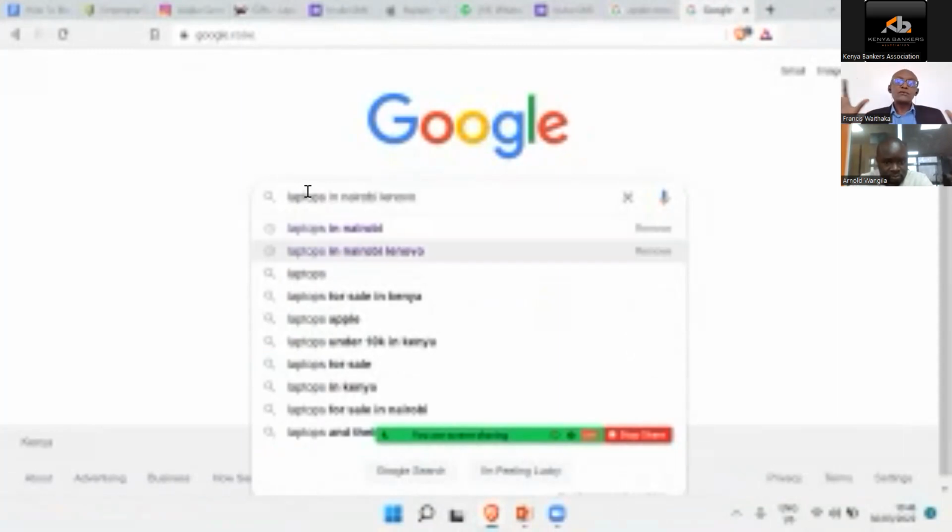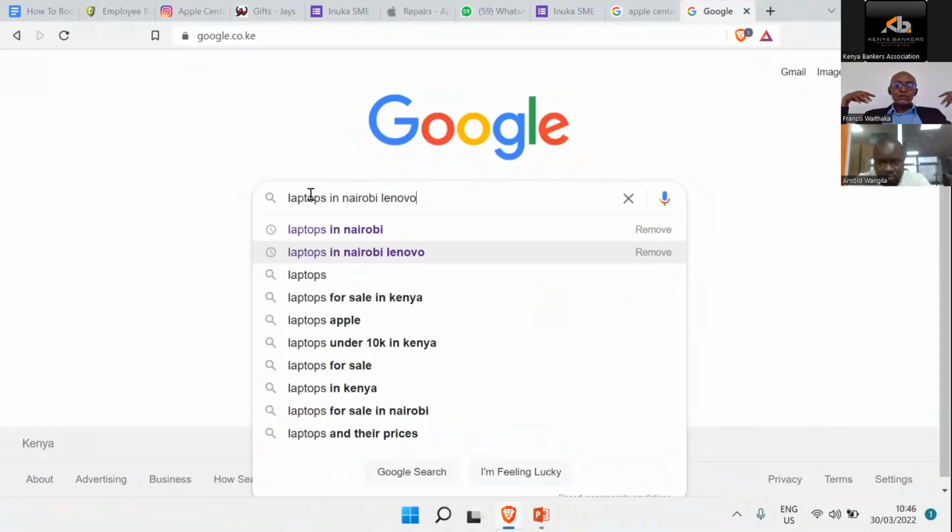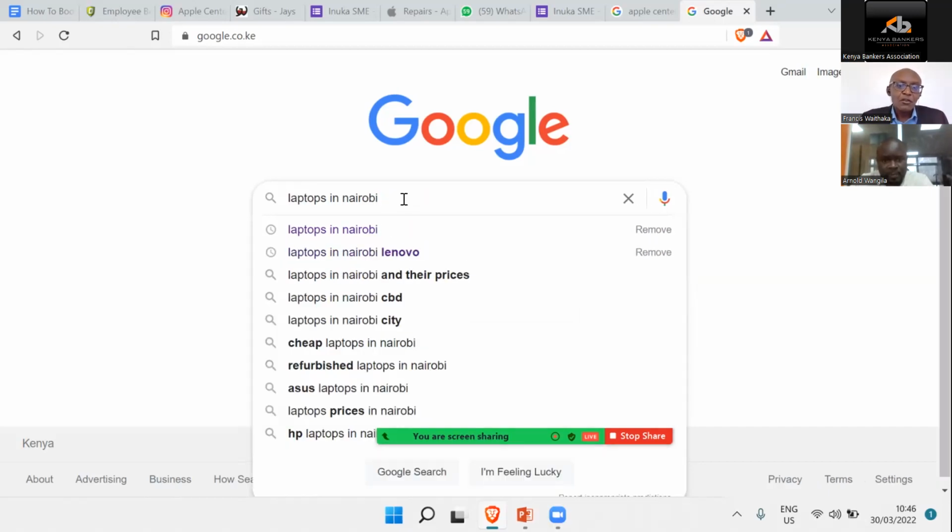This is one of the most powerful tools that people don't know how to use. It is called Google Autocomplete or Google Autosuggest because it is based on Google's artificial intelligence system or algorithms that actually look at previous searches by people in your location and predict what people are actually interested in. For example, now when I search for laptops in Nairobi, before I even finish typing, you can see Google is predicting what people are actually searching in Kenya.